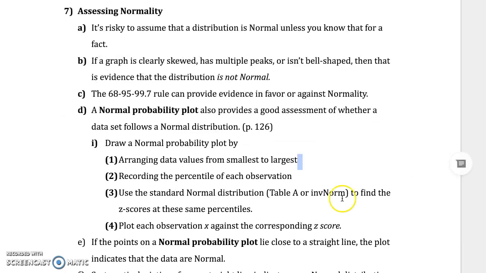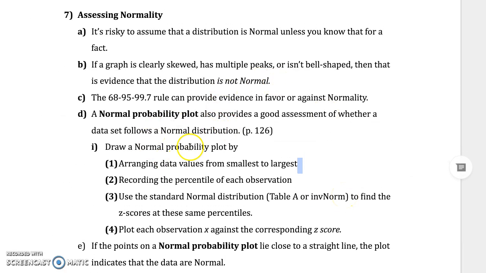Okay, we don't want to assume a distribution is normal, so we're going to look at the 68, 95, 99.7 rule as a way to do that. It should be bell-shaped, should be unimodal, should follow that rule, no multiple peaks, or it's not normal. You don't have to worry about normal probability plots, that's not on the AP.